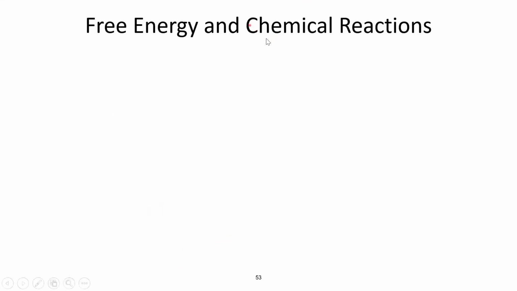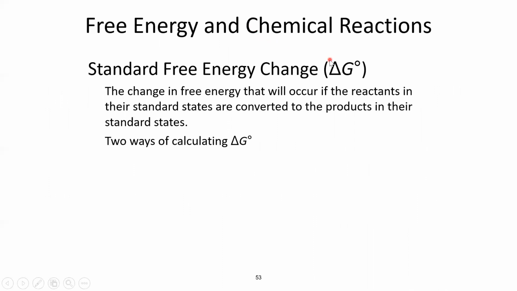Let's look some more at this Gibbs free energy value, this delta G value. It's what we use to decide whether or not a reaction is spontaneous. If delta G is a negative value, then we're looking at a spontaneous process. And if delta G is a positive value, then we're looking at a non-spontaneous process. And there are 2 ways that we can calculate that value.